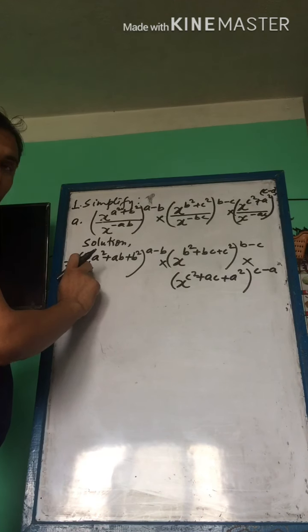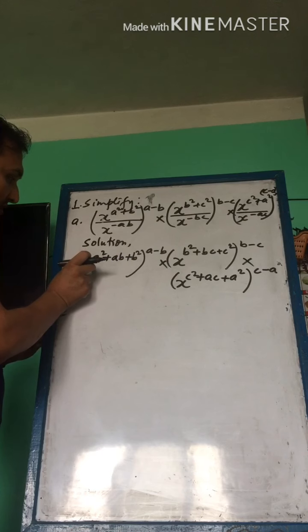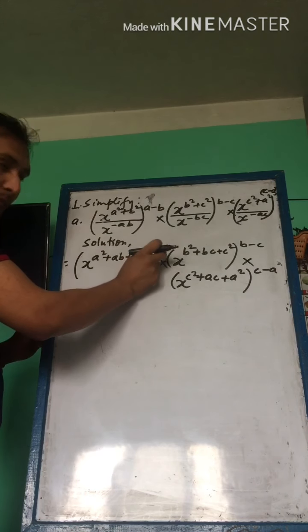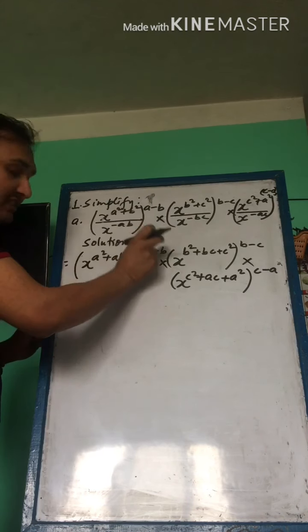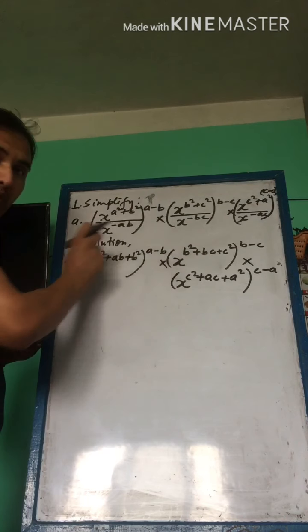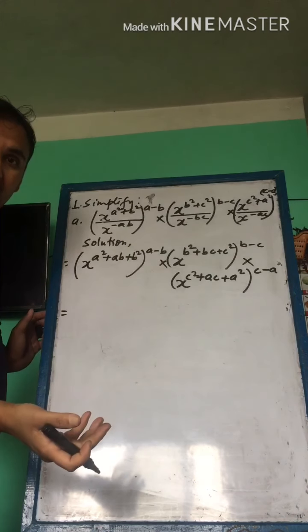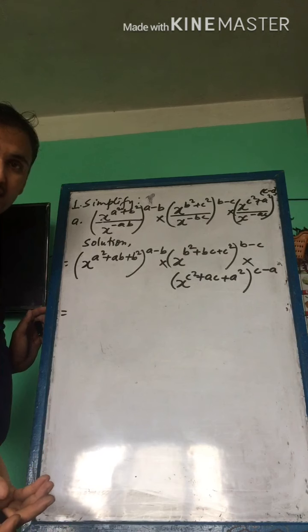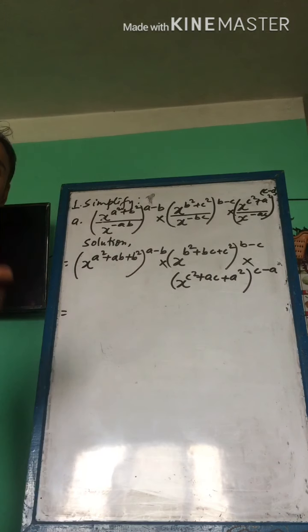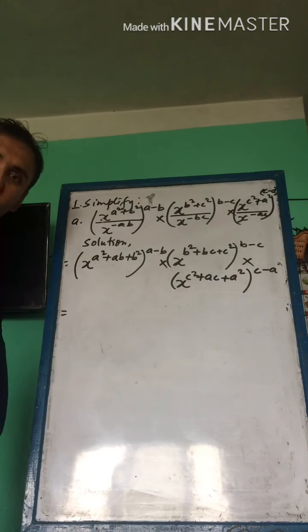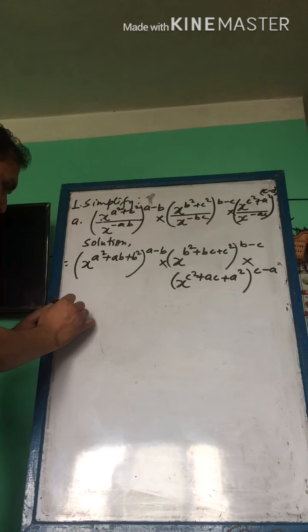Now, by the exponent rule or power rule, if an index has a power, then the powers will be multiplied together to get the answer, according to the power rule of indices. Now here also we will apply the same rule.